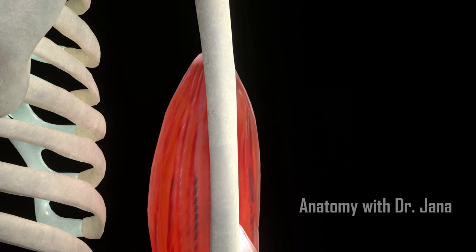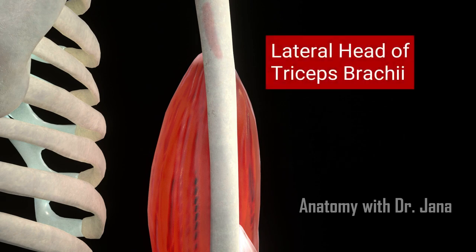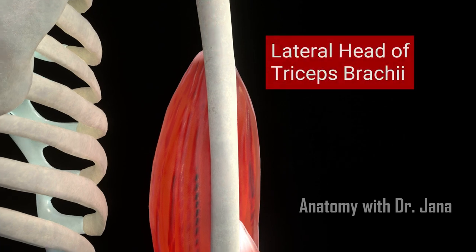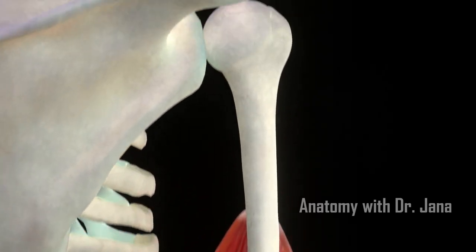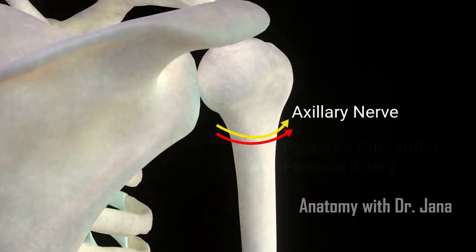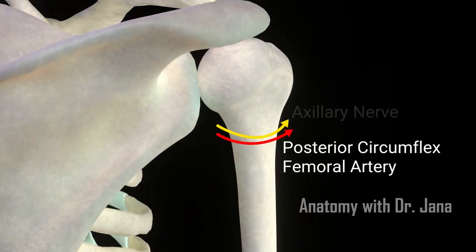Above the spiral groove is the oblique origin of the lateral head of triceps muscle. Below the spiral groove, the rest of the posterior surface gives origin to the medial head of triceps muscle. Above the lateral head, the axillary nerve and the posterior circumflex humeral artery run across the posterior surface.